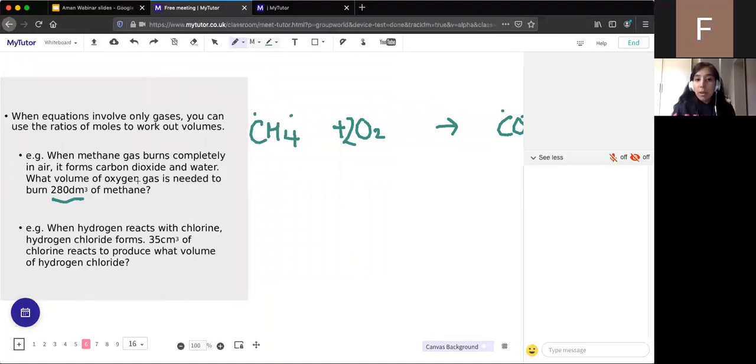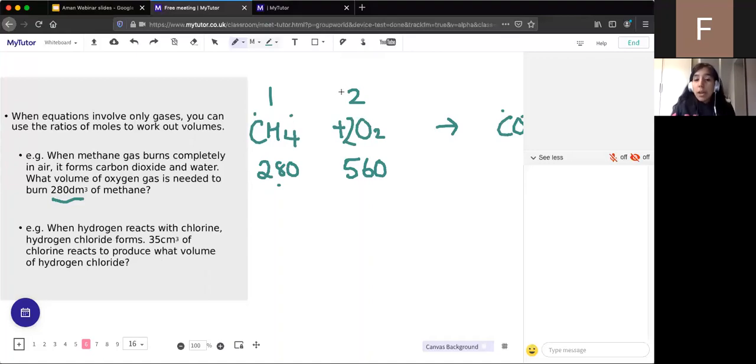Now, the nice thing about these questions is that when we've got a volume of, say, 280, we don't need to do any calculations. We can just look at the balanced equation. And we know that 1 mole of methane reacts with 2 moles of oxygen. So this is asking for the volume of oxygen gas. All we need to do is multiply this number by 2, which is 560. So when you've got all gases in an equation, you don't need to do anything. You can just look at the ratios of the gases to work out the volume.